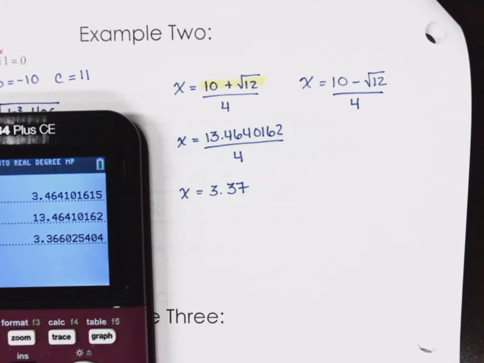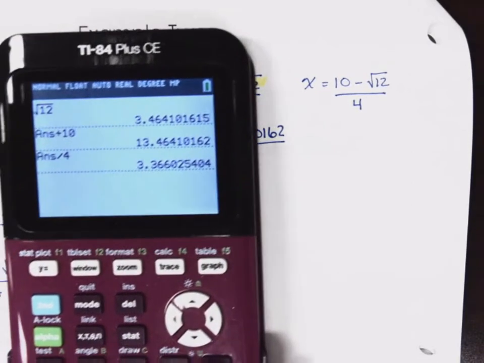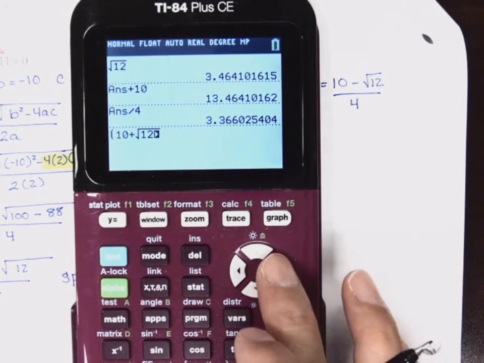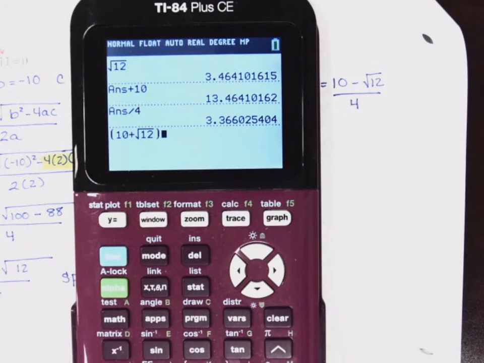Now, the question is can you do it in your calculator all in one step? And in my calculator, I can. But I have to use brackets. So I just want to show you this. So bracket 10 plus the square root of 12. I need to get out from under my root sign, and then I close my brackets, and then I say divide by 4. And I get the exact same answer.